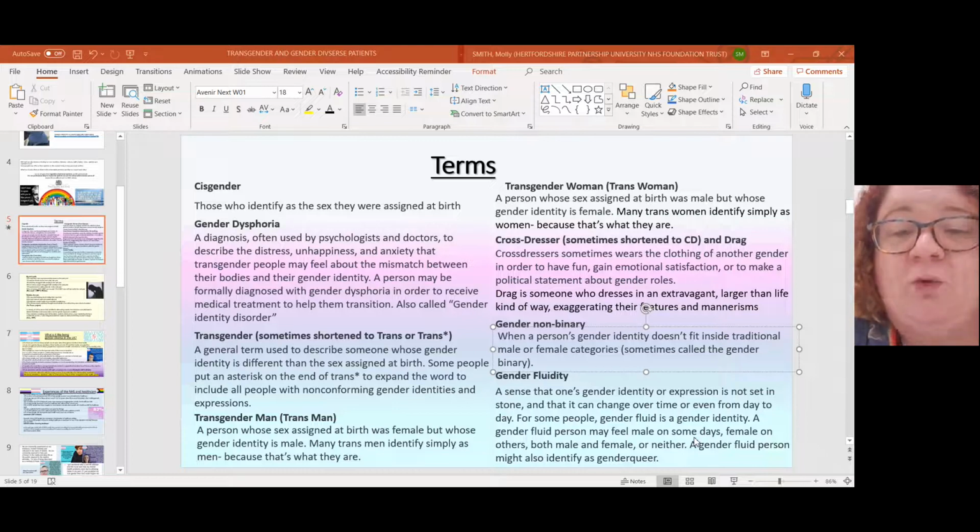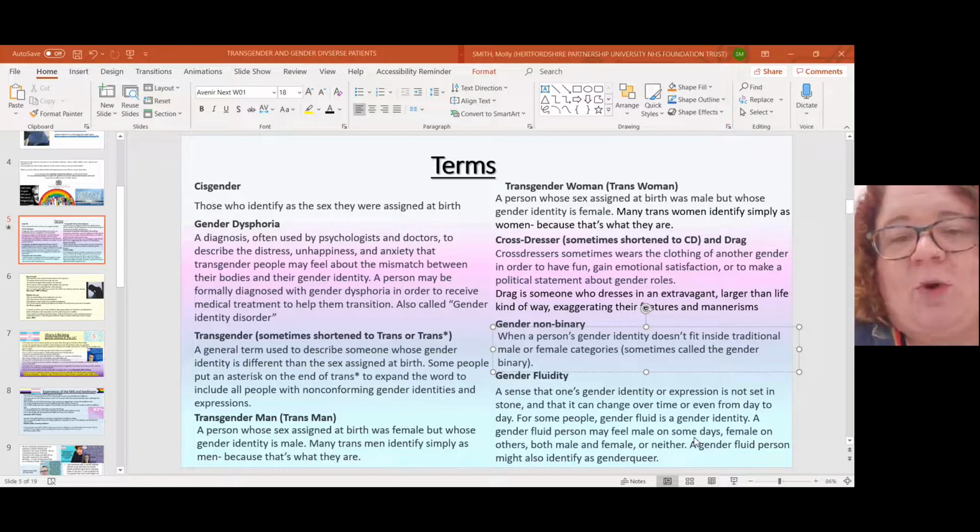So it's fluid like water, it's changing, it's moving. So one day I may feel a little bit more straight, other days I may feel a little bit more bisexual or lesbian. It's sort of an ever-changing spectrality, which is fluid and adaptable and changeable and forever moving. It's not set in stone.